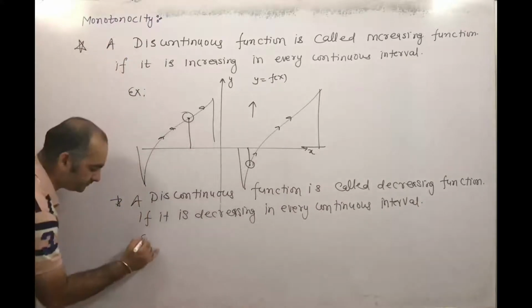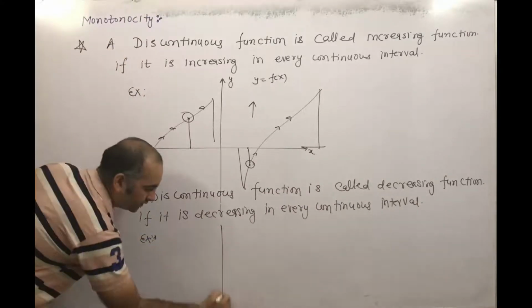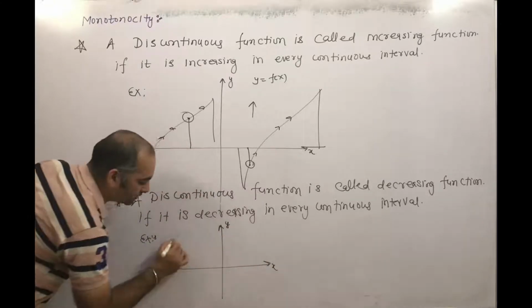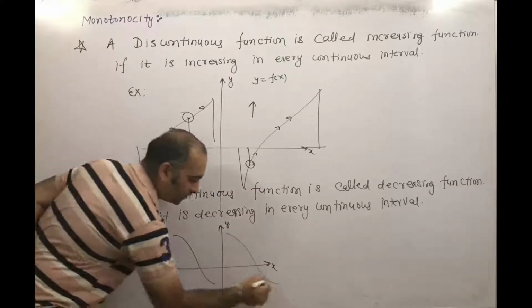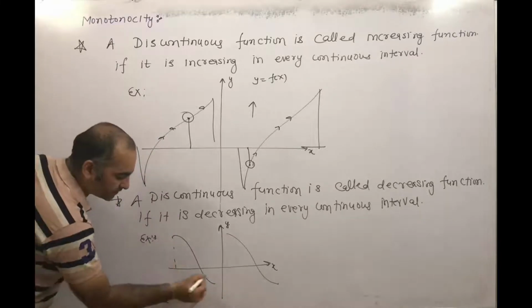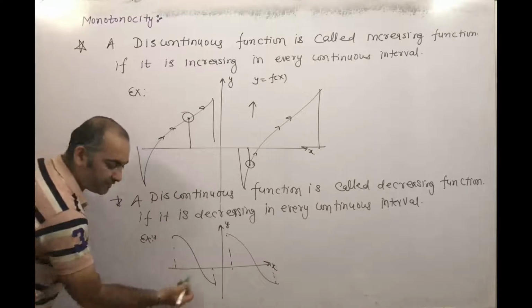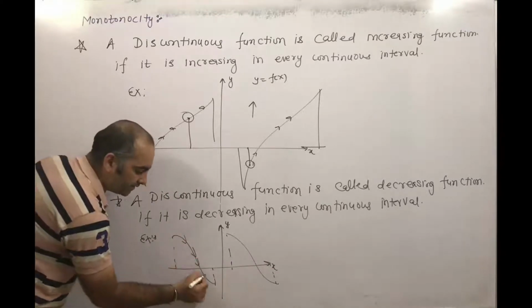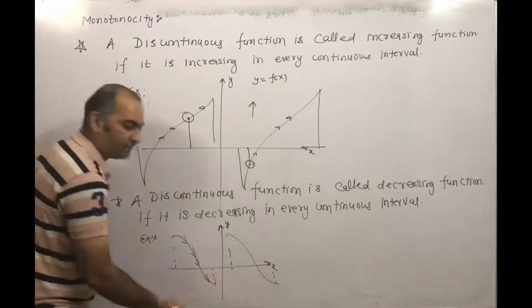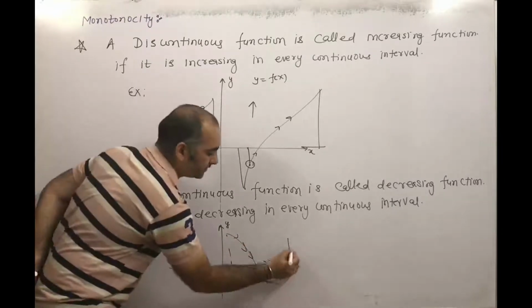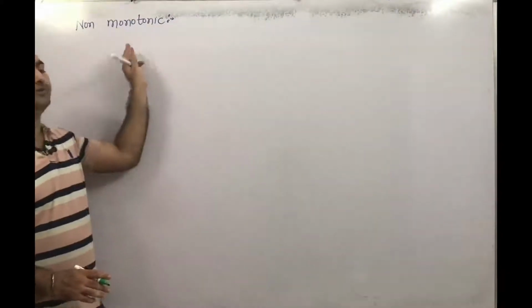For example, this is x-axis, this is y-axis. So we are taking this one and this one. So here this interval we have to check separately, and this interval we have to check separately. So you can see in this interval, if I increase the x value, y value is decreasing. And here also in this interval, it is decreasing, so we can say this function is decreasing function. Next we are discussing non-monotonic function.